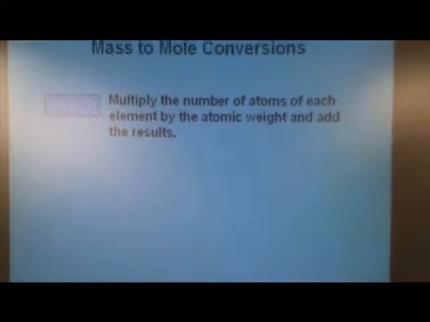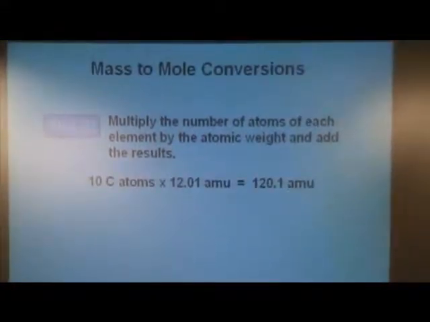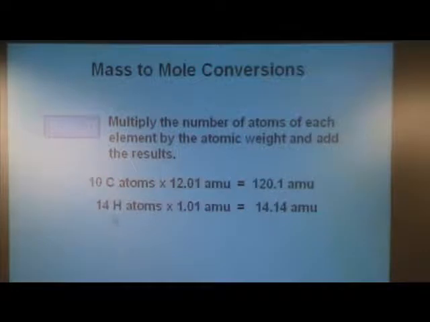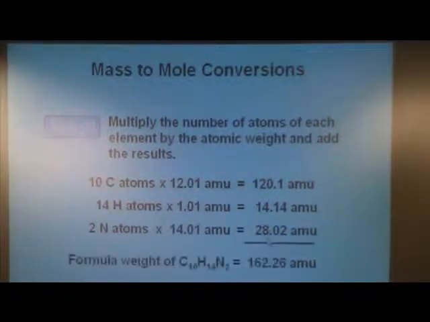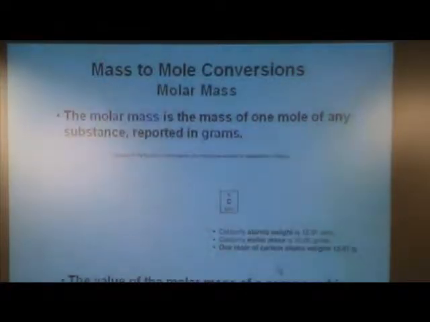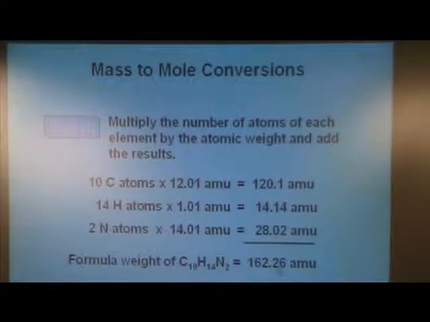You are going to multiply the number of atoms of each element by their respective atomic weight and add the results, which means carbon has 10, the atomic weight of carbon is 12.01 AMU. What's AMU? Atomic mass unit. We continue. 14 hydrogen atoms by 1.01 AMU gives you this. Nitrogen atoms multiplied by 14.01 gives you 28. Finally, we came up with 162.26 AMU.